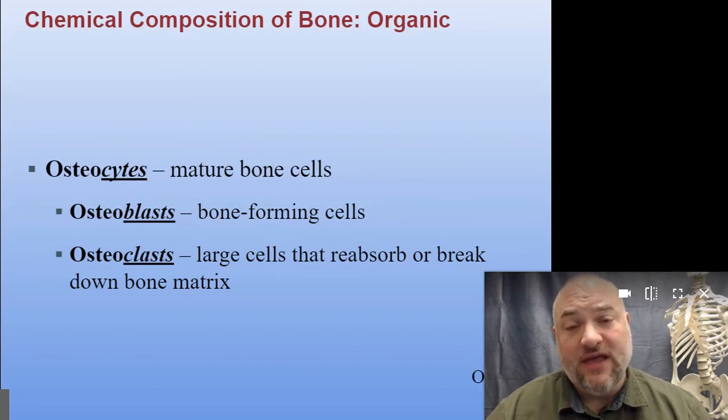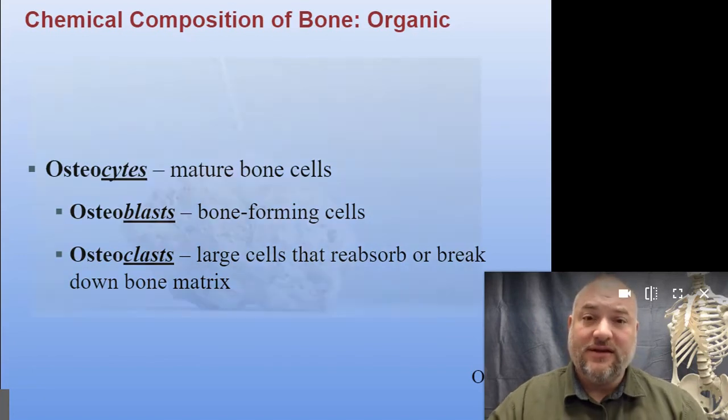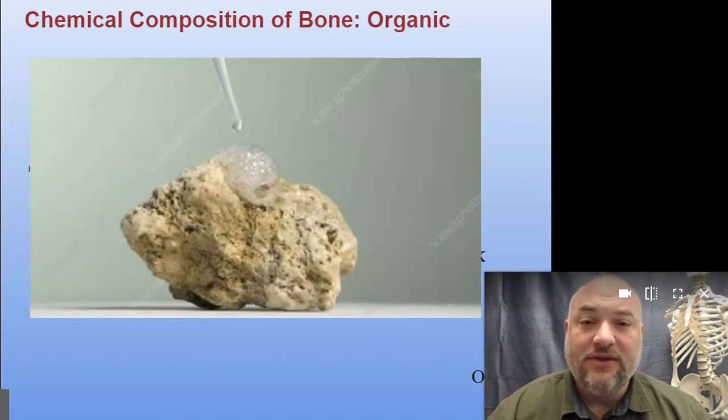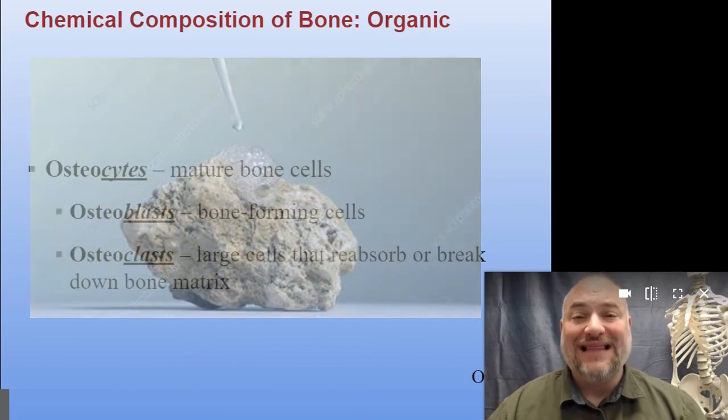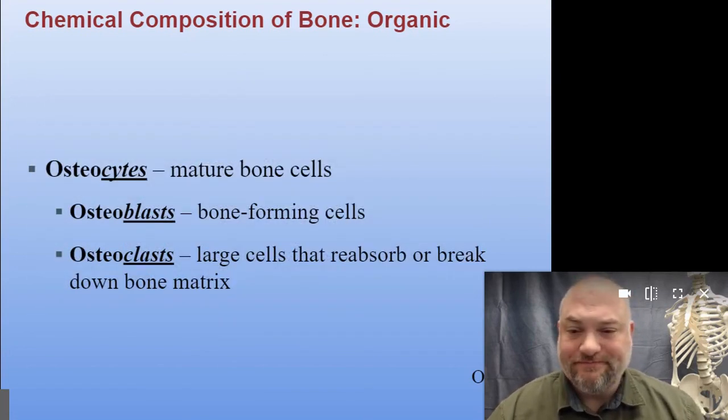And the cells that do that, okay, they have a lot of lysosomes in them, full of digestive enzymes. They'll break down the bone around them. They'll literally dissolve it and put that calcium back in your blood. Those are called osteoclasts. Okay, osteoclasts, to break it down.